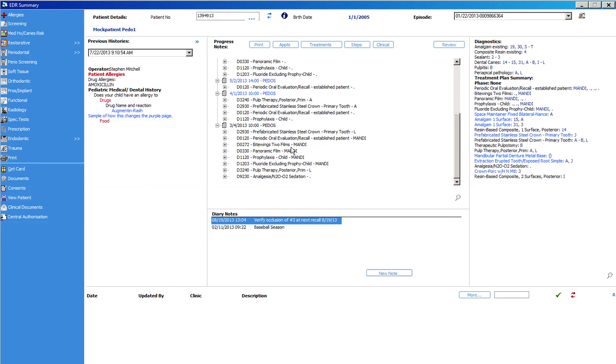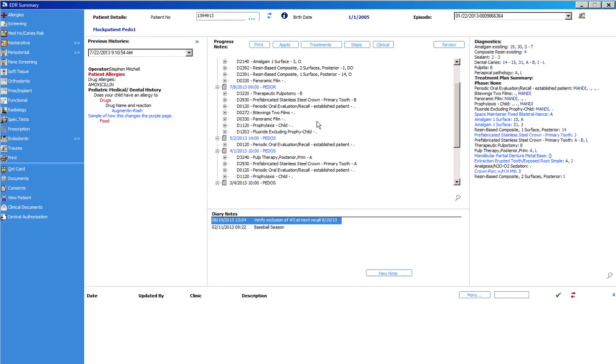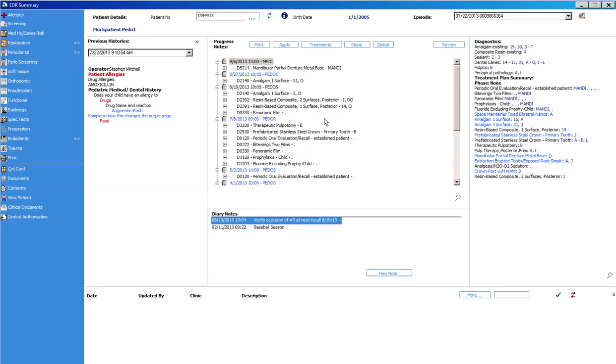I can see that they originally came and had a cleaning, but also had to have treatment, pulp therapy. They needed nitrous oxide, had a steel crown. Then they came back and had a pulpotomy and a steel crown. They had an evaluation in May, came forward, had films taken and pulp therapy. So this is a patient that had a lot of complicated treatment done that I'm able to very quickly get an idea of.